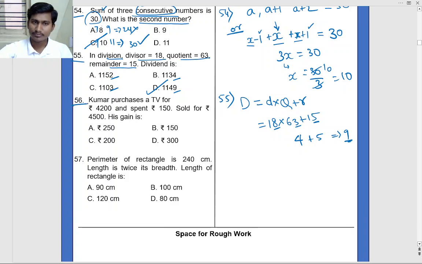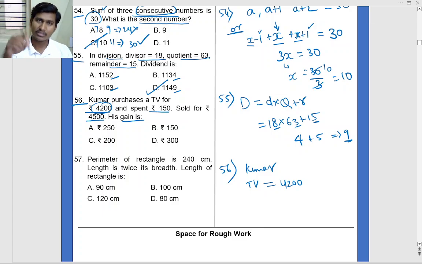So next is question 56. Kumar purchases a TV for 4200 and spent 150. Sold for rupees 4500. His gain is. So they are telling that Kumar is purchasing a TV. First he took it for 4200, and he spent some amount on repair or transportation, anything it can be.